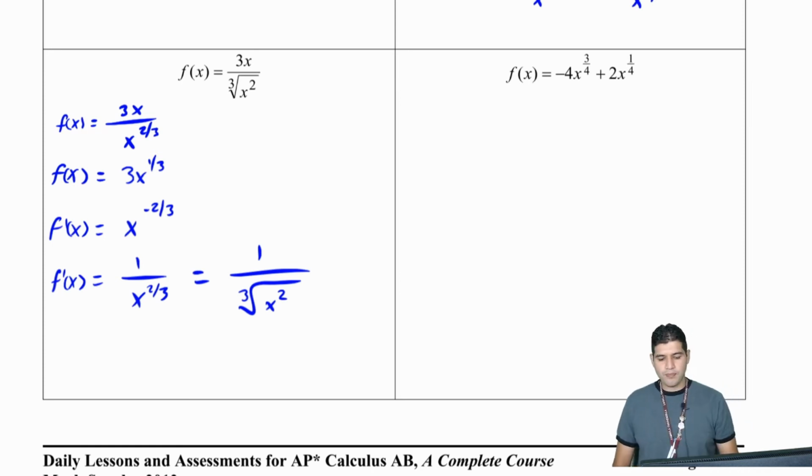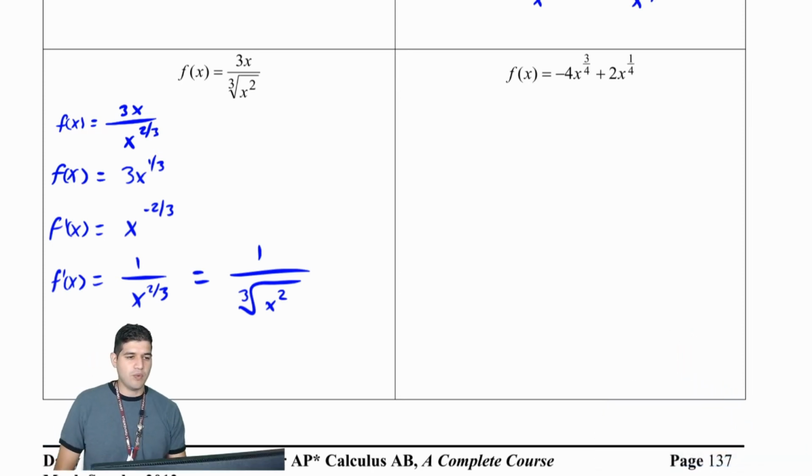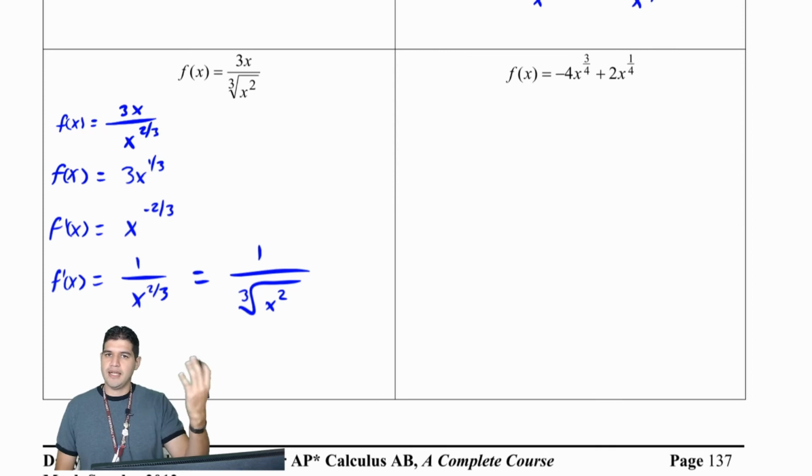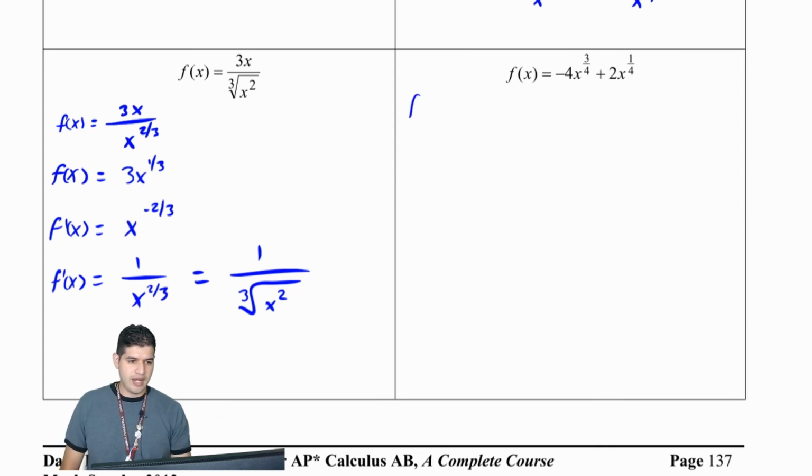Now I've got one more problem here in this video, our final one. And it looks like it's already in polynomial form. So let's just bring down the exponents, multiply, and subtract 1. So f prime of x equals negative 3x, and then 3/4 minus 1, that's going to get me negative 1/4. And then 1/4 times 2, that's 1/2 x. And let's see, 1/4 minus 1, that's going to be negative 3/4.